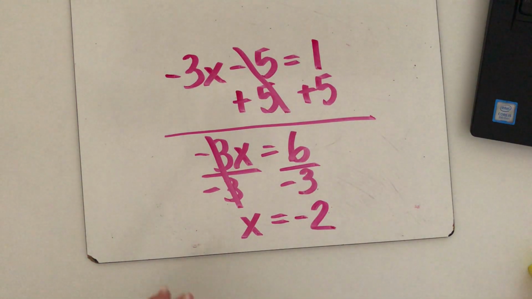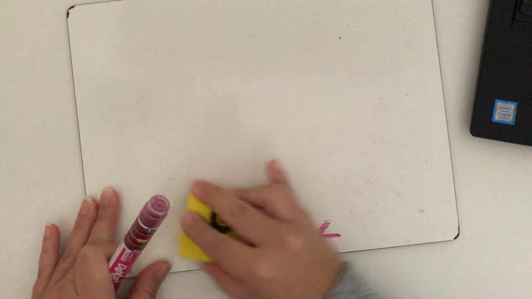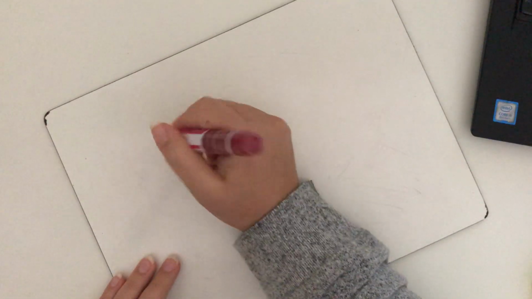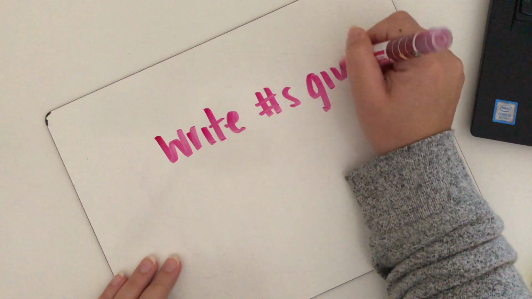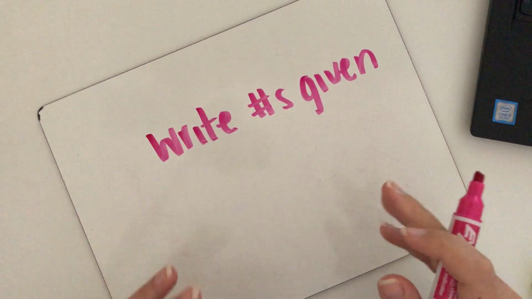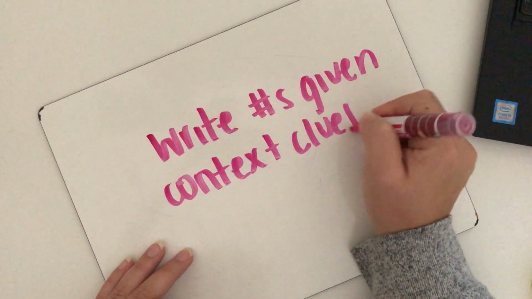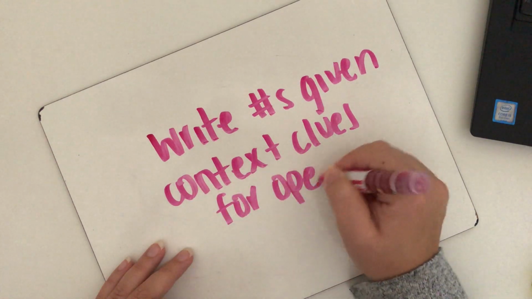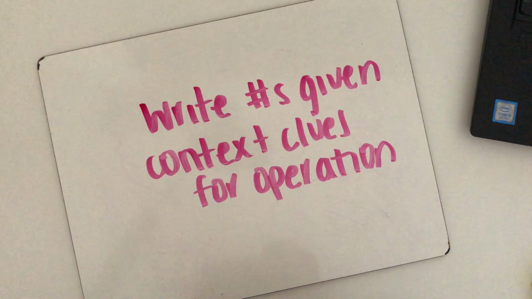Okay? So that's pretty much all that we're doing with 6b. So that is writing and solving two-step equations. Now, the biggest trouble that I remember you guys having was actually being able to put together an equation from a word problem. So remember, go ahead and write out your numbers. Write out the numbers that are given. Okay? Then find those context clues to tell you what operation you're using. And then you can pretty much put together any kind of equation that you need to.